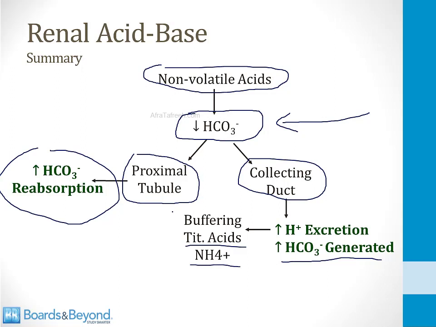And a very high yield point to remember about this whole process is that anytime the kidneys are excreting more acid, they will excrete more titratable acids and ammonium. You're often asked about what the kidneys are doing in the setting of an acidosis, and you need to be aware that the kidneys are going to modify the amount of titratable acids and ammonium that's excreted in order to try and compensate for the acidosis.